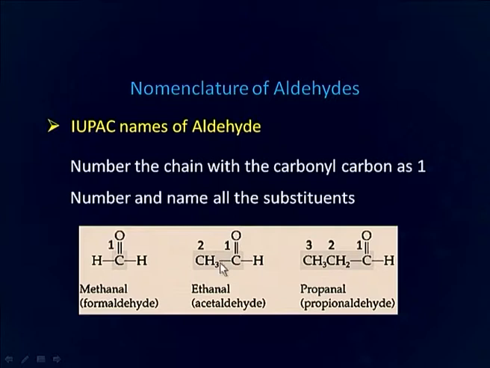In a similar manner, a 2-carbon aldehyde is derived from ethane, so replace E of ethane and add al into it. As a result, the name will become ethanal, and in case of a 3-carbon aldehyde, the name will be propanal.